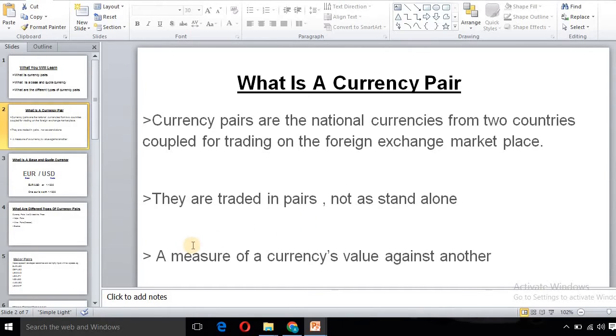Then that is a measure of a currency's value against another, just like I just explained. You are measuring the difference in two currencies. That is how you make money from it.